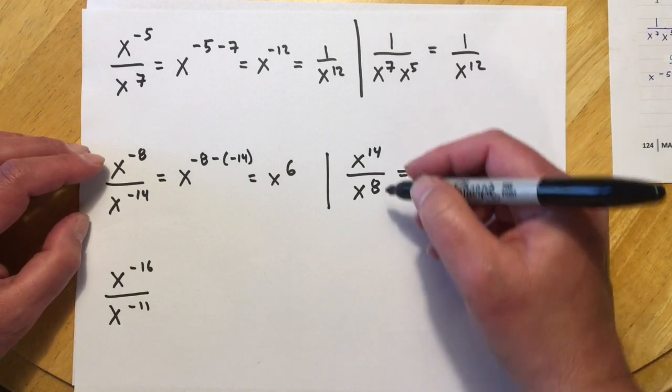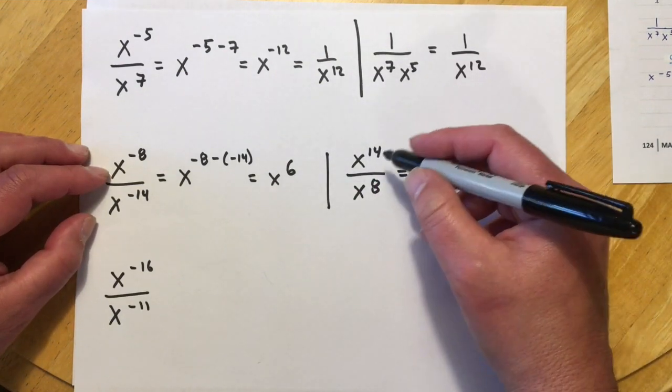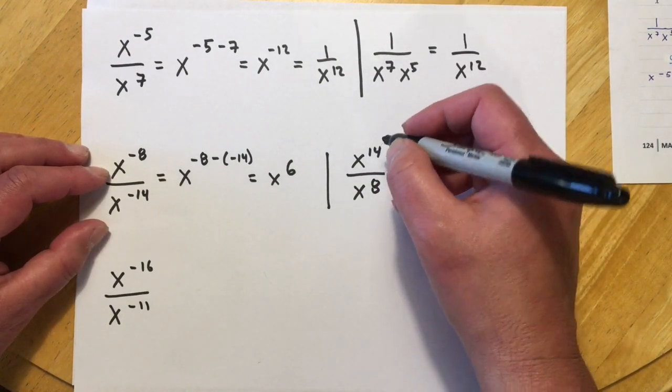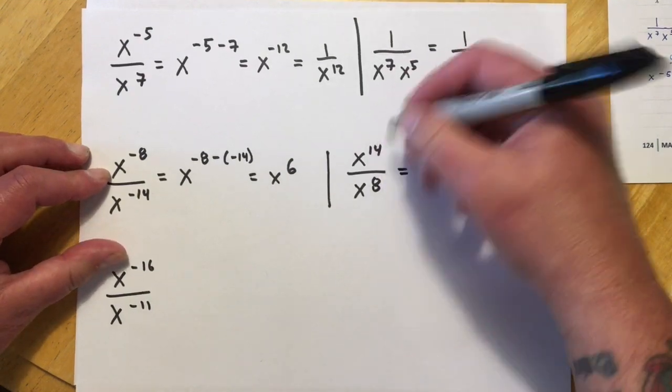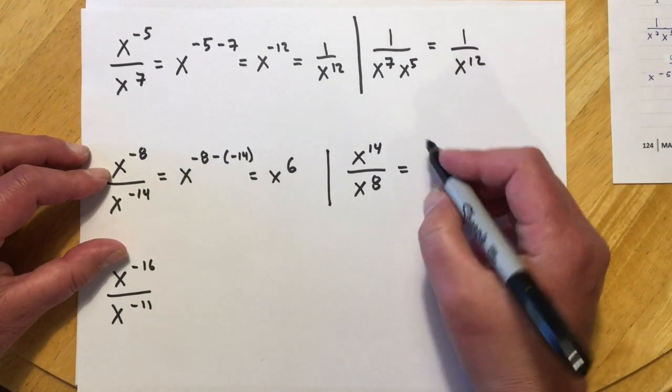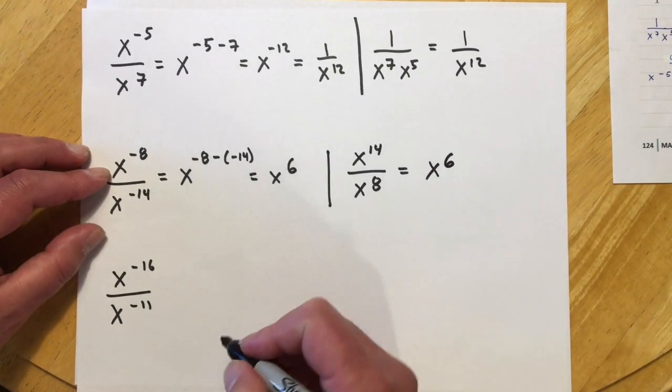And then it's kind of like the subtraction thing. I guess in my brain, I think of it more as a cancel. But just if I have 14 up and 8 down, if I canceled out 8 of them, I'd have 6 left up top. So x to the 6th.